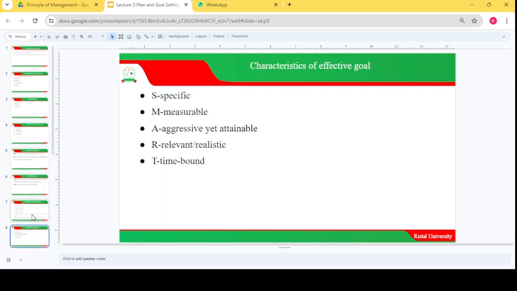So what are the characteristics of effective goals? So we have specific. A specific goal clearly defines what you want to achieve. And then we have measurable. So if you have a measurable goal, it allows you to track your progress and determine if you're on track to achieve it. And then we have aggressive yet attainable.